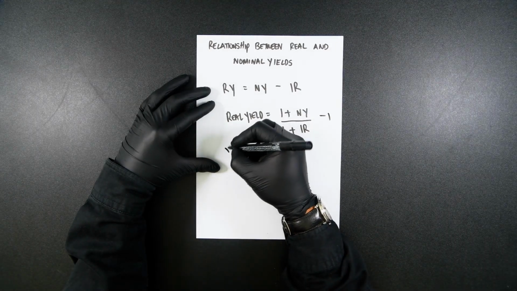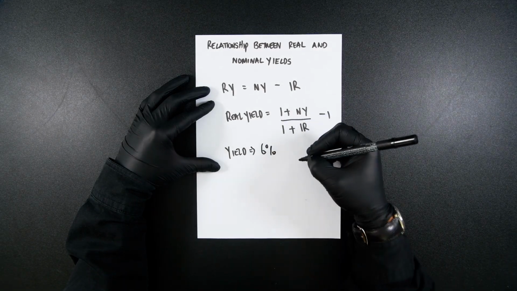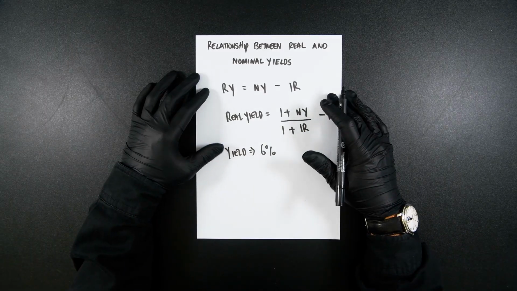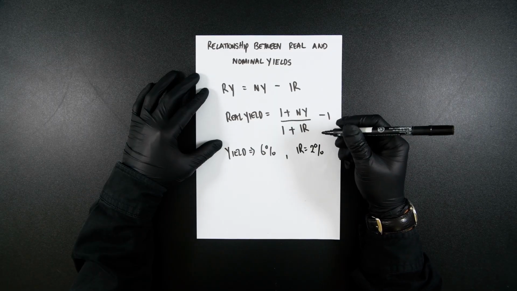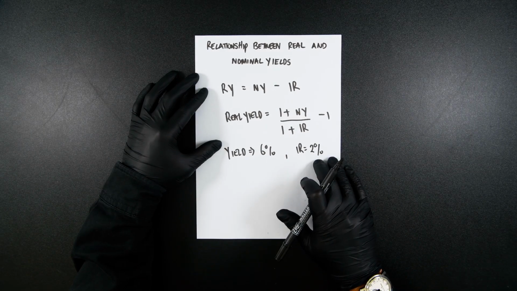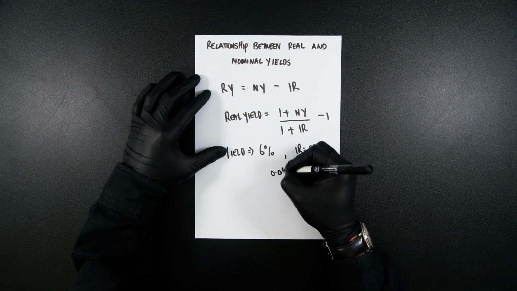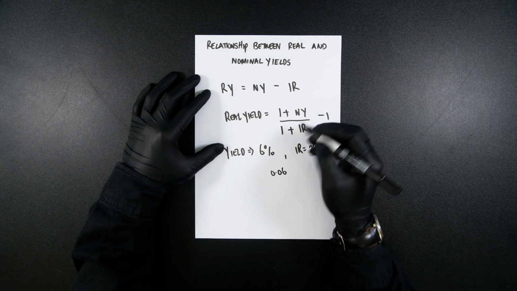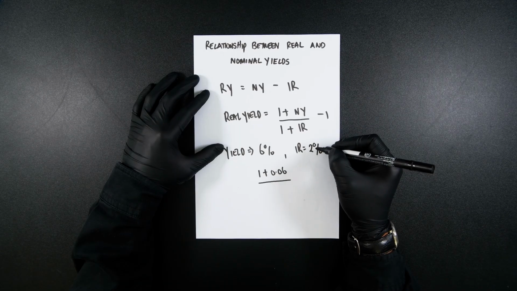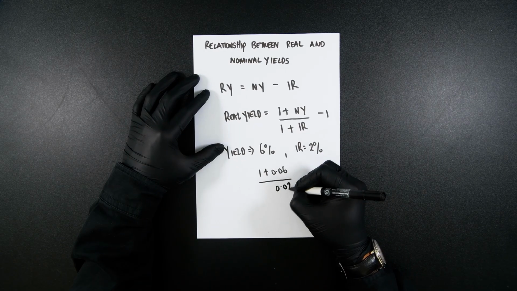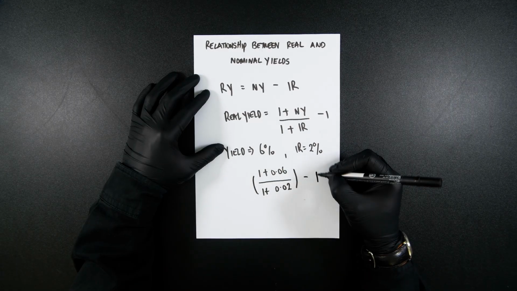So let's say that the yield is 6%, so that's the return on investment, and the inflation rate is 2%. We then represent these two percentages as decimals, so 6% would be 0.06, which is the nominal yield, so 1 plus that, over 1 plus the inflation rate, which is 2%, which would be 0.02, and then all of this would be subtracted from 1.